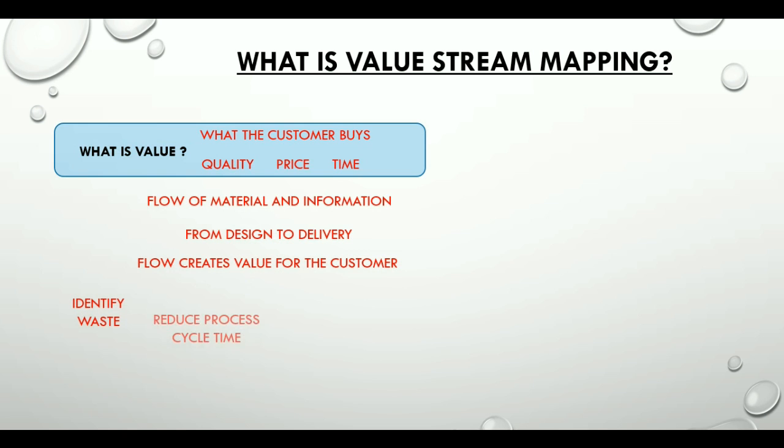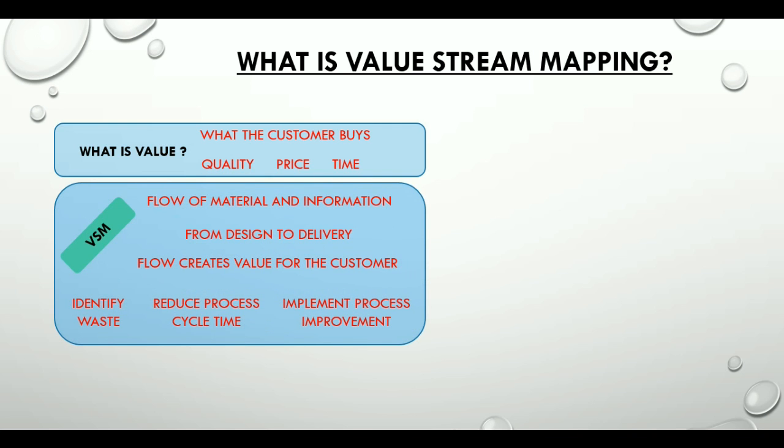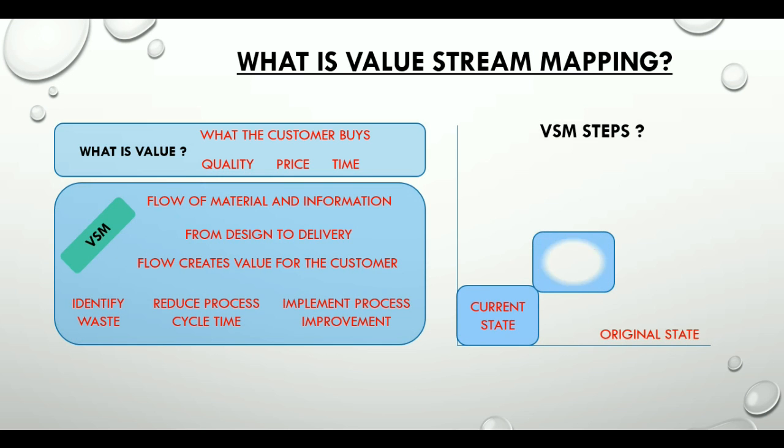waste, reduce process cycle time, and implement other process improvement activities. The complete value stream mapping activity is divided into three distinct phases: current state, that is the as-is process; future state, that is the to-be process; and finally the next future state, which is actually the ideal state.